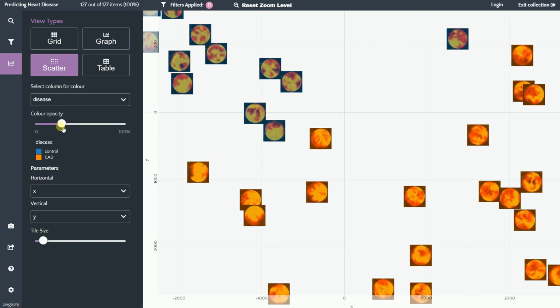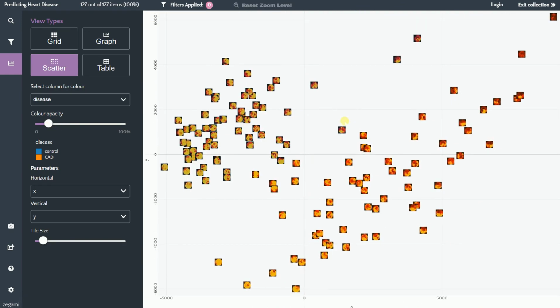So again, just by scrutinising the data and just looking at it in a different view, you can really get a lot of extra value from it.